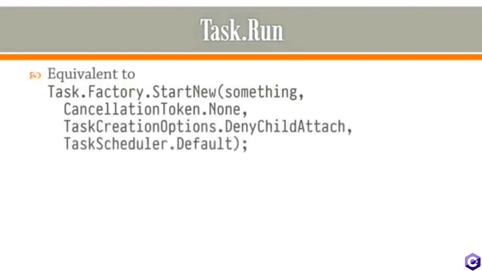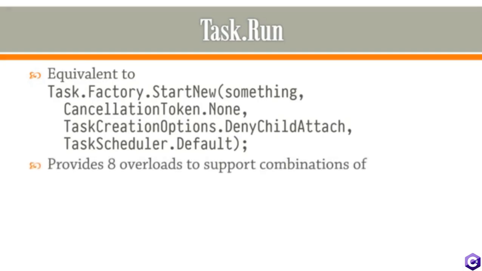All right, so in this lecture, we're going to talk about Task.Run, which is a utility method inside the Task class. Now, Task.Run is roughly equivalent to calling Task.Factory.StartNew with a bunch of default arguments like no cancellation token, inability to attach child tasks, and the use of the default task scheduler.